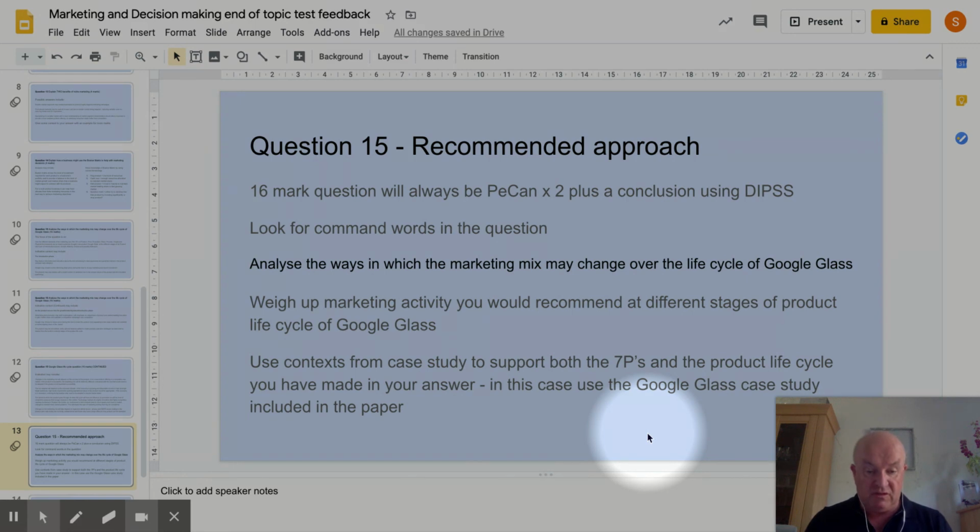of Google Glass. So essentially, we're trying to weigh up marketing activity that you'd recommend at different stages of the product life cycle of Google Glass. Okay, so using context from the case study, I can't emphasize this enough. You must use information that's in the case study to support both the different types of marketing mix and marketing activity that you would consider, and make sure that if the data is there, you quote it and use it to support the points that you are making. Very, very important that, okay?